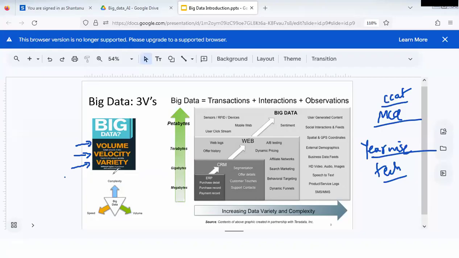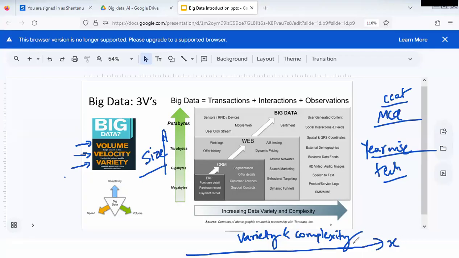Now understand, guys, we are talking about two aspects. One is size on the y-axis, size of the data, and you can say variety and complexity, because variety is one of the complexities, on the x-axis. So on the x-axis we have variety and complexity, and on the y-axis we have size. So let us discuss how things went on increasing.